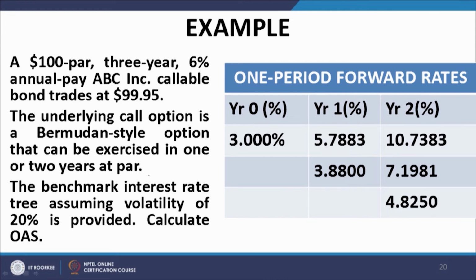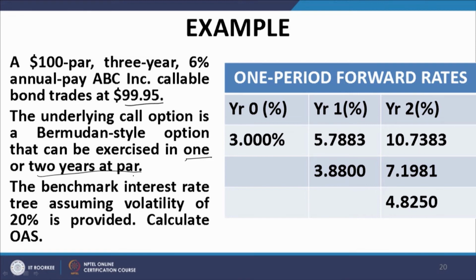$100 par 3-year 6% annual pay ABC Incorporated callable bond trades at 99.95. The underlying call option is a Bermudan style option that can be exercised in 1 or 2 years at par. The benchmark interest rate tree, assuming a volatility of 20%, is shown in the right hand panel. We need to calculate the option adjusted spread.